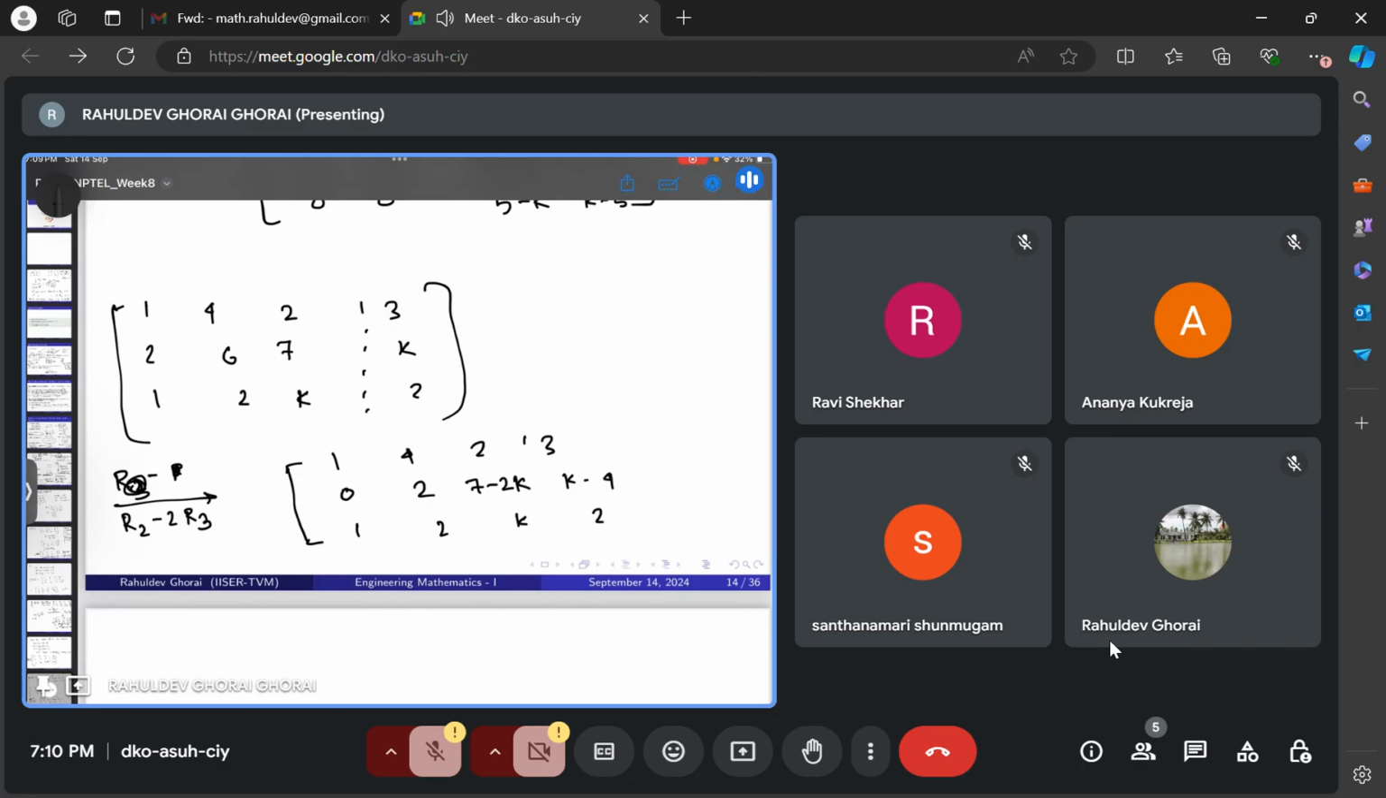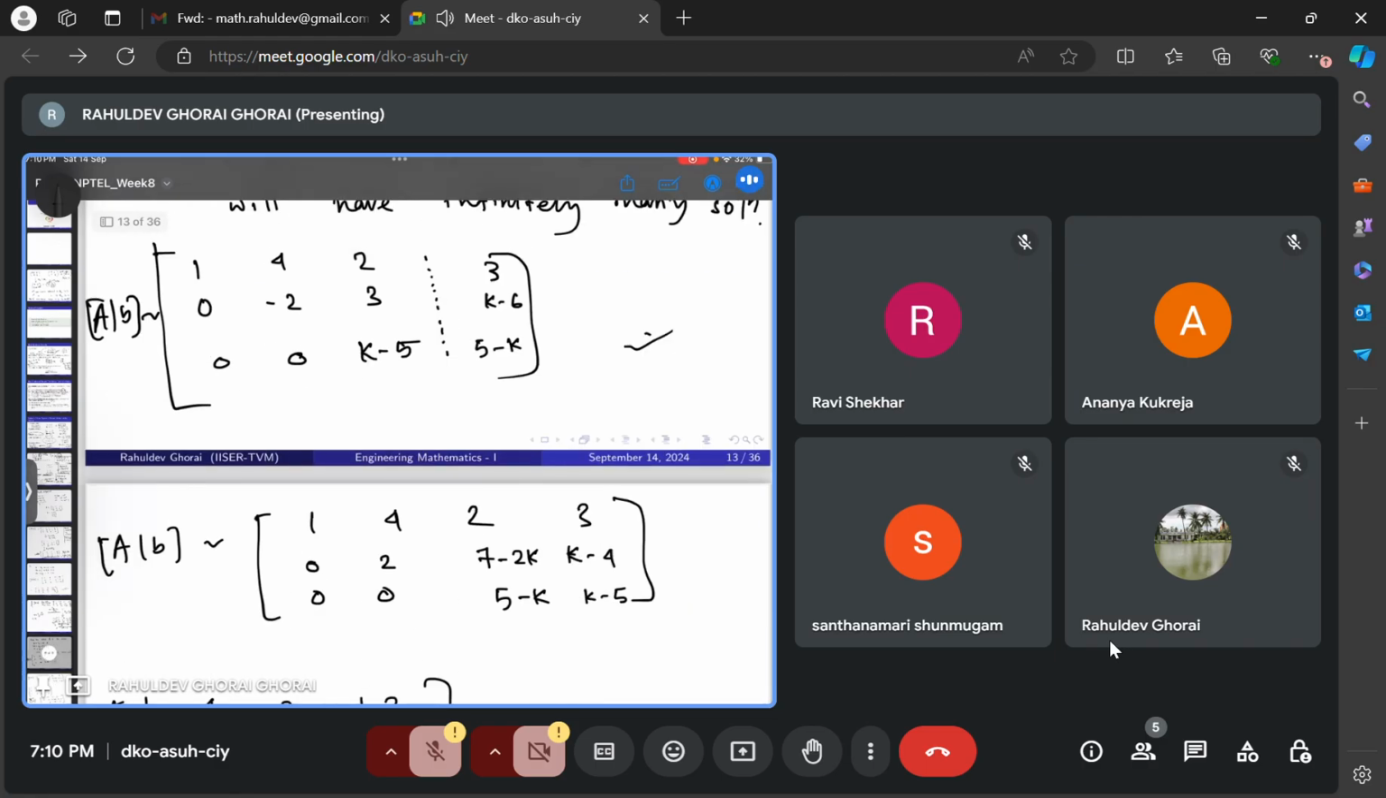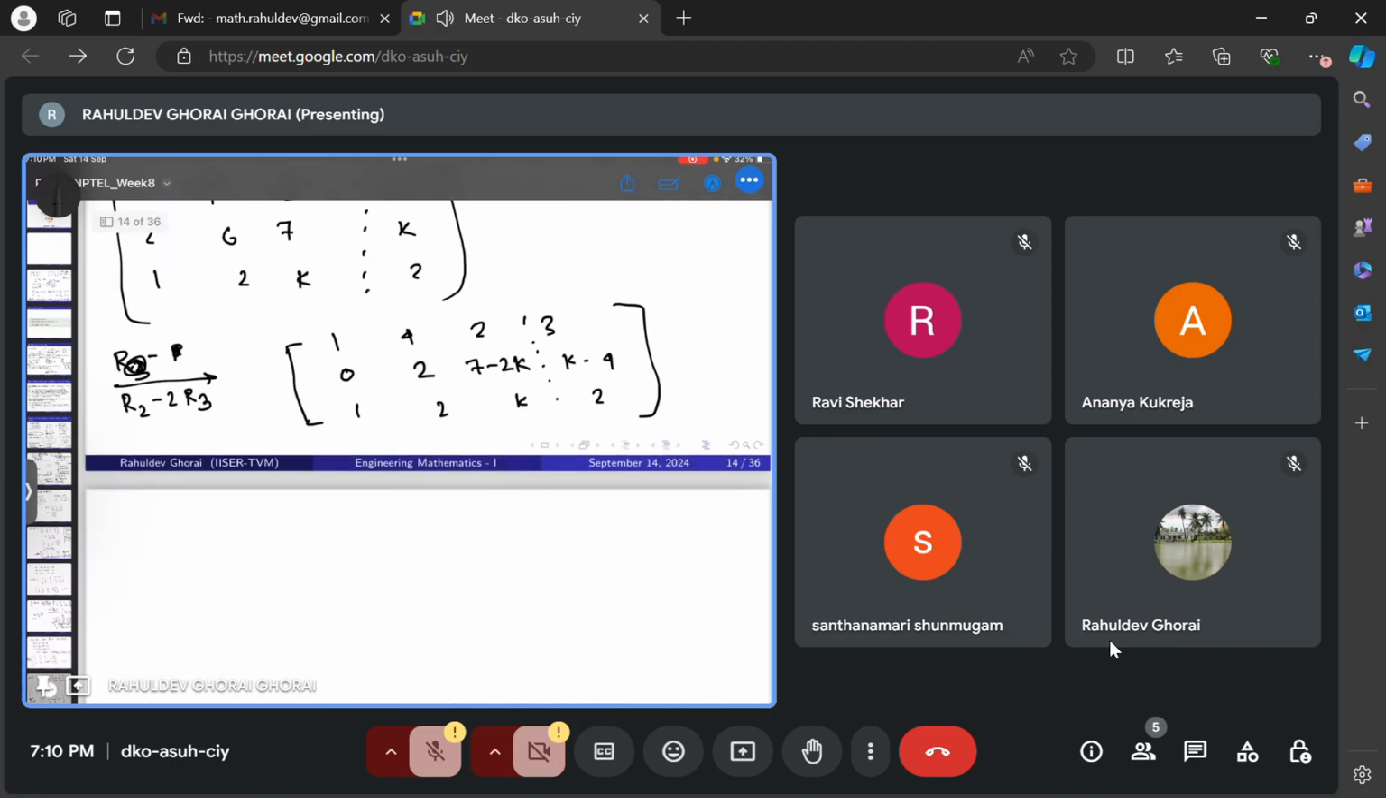I think you also might be correct. That's what I told initially also: you can get two different types of matrix after reducing, but the properties should be the same. See, for both of you the properties are the same. Most probably both of you are correct, so we'll cross check it. Then what did you do after this?